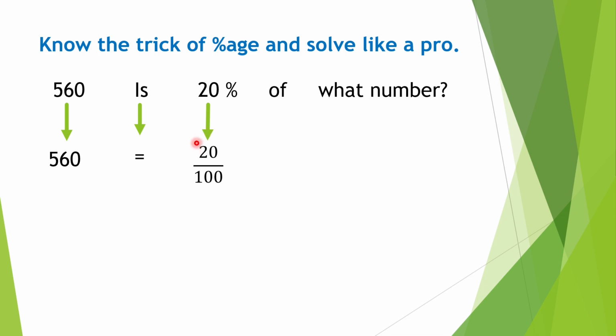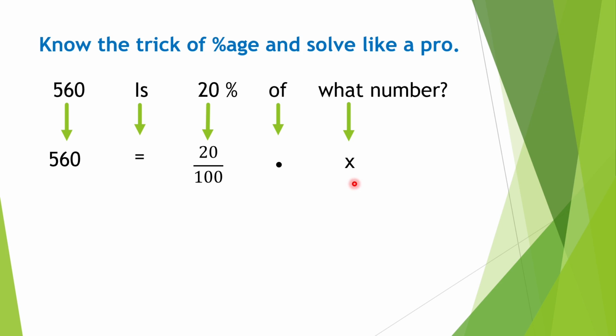So 20 divided by 100 of. In mathematics, of means multiply by. So we will write a dot over here for multiplication. And what number? We don't know the number, and we have to determine this number. So for unknown in mathematics, we use variables like x, y, or z. So we will put for this unknown number as x. So this is the unknown number, and we have to determine this number.